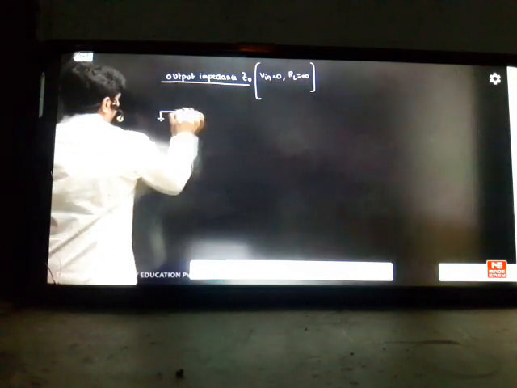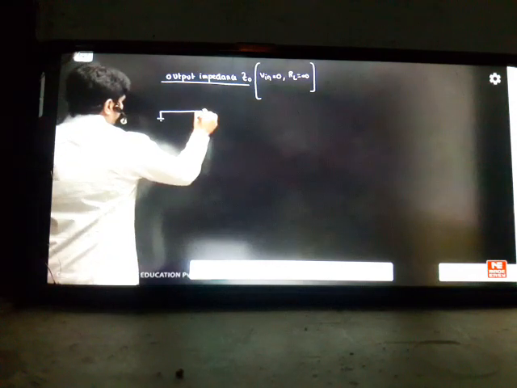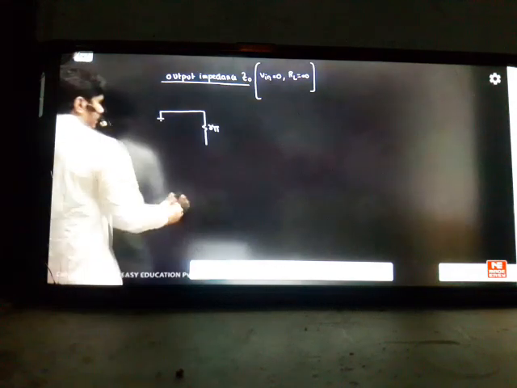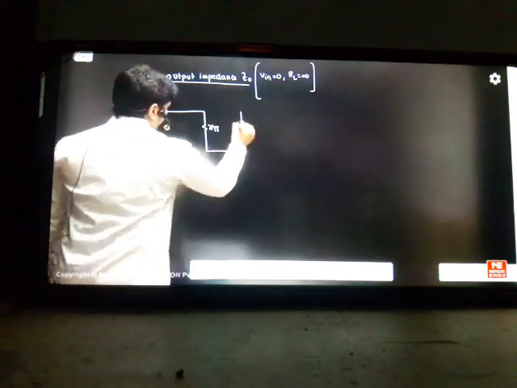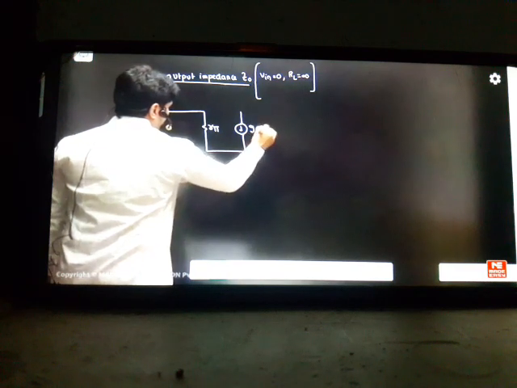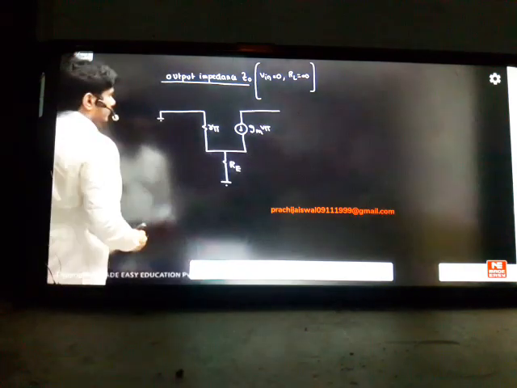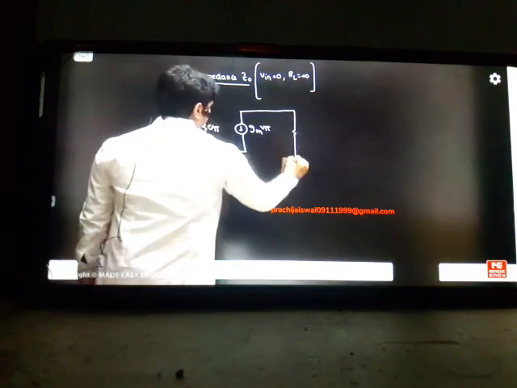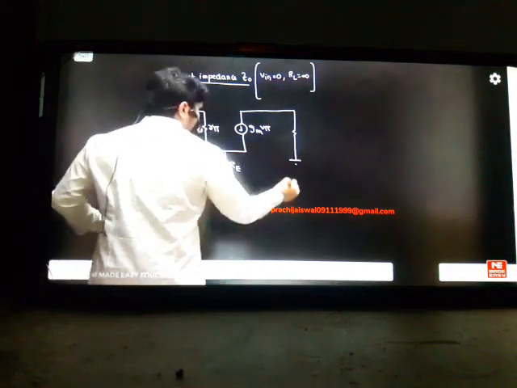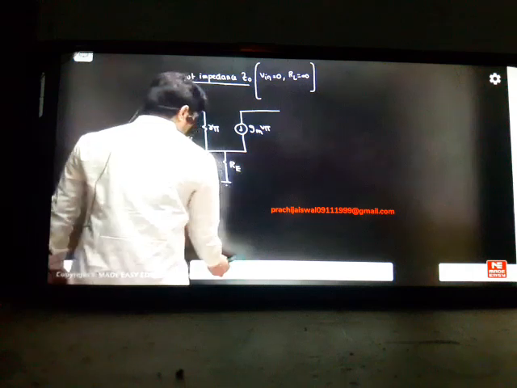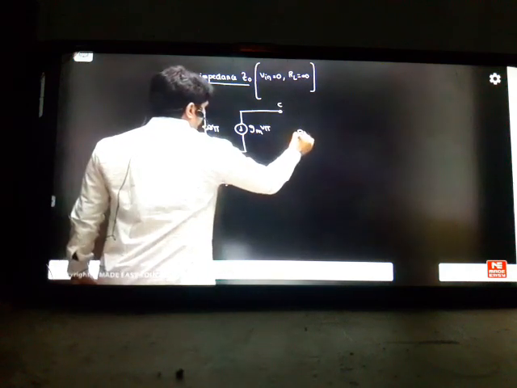This is ground. This is ground. Next we have R pi. Next we have a current source, GM into V pi. Next we have some RE. This is ground. We have here RC. This RC we generally will take as, from here we'll calculate by removing this load for some time. Your RC is infinite.